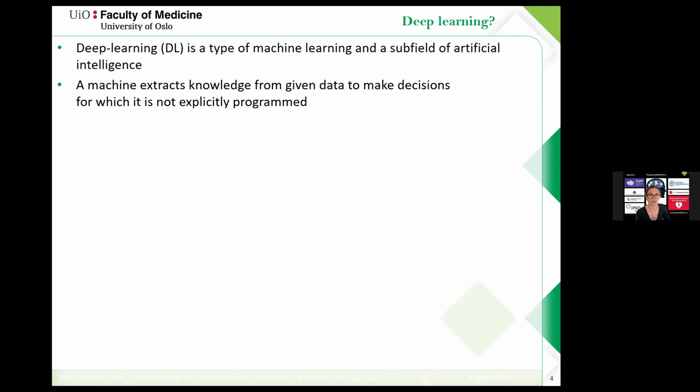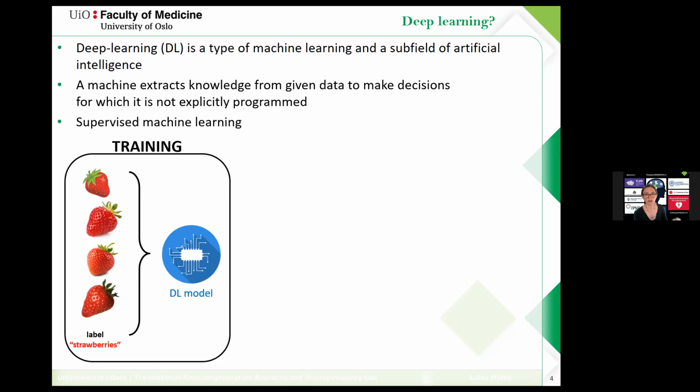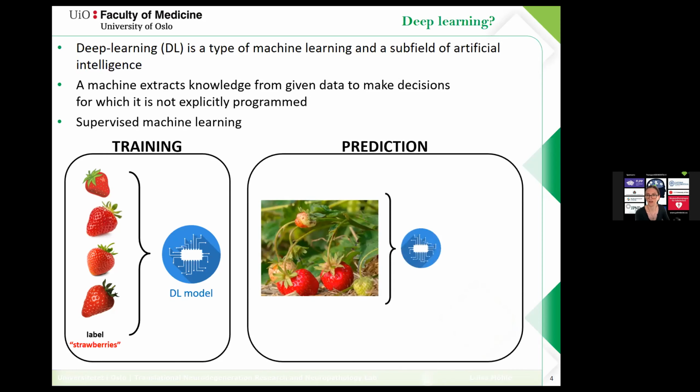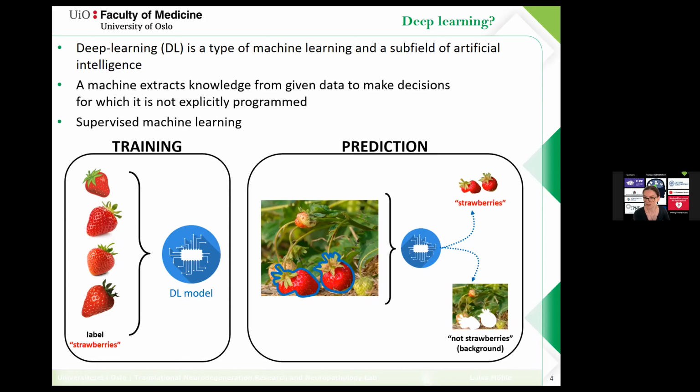So in our case, we're using supervised machine learning. And that means that it needs a certain input from us as a user. In general, you will find two phases. The first one is the training phase, where you show the machine images, for example, of strawberries when they're in season. And from that, the machine will derive a model to how to recognize strawberries. And this model you can then use in the prediction phase, where you will show a completely new image to the machine. And using the model that was developed before, it can extract objects called strawberries and also everything else, so the background.